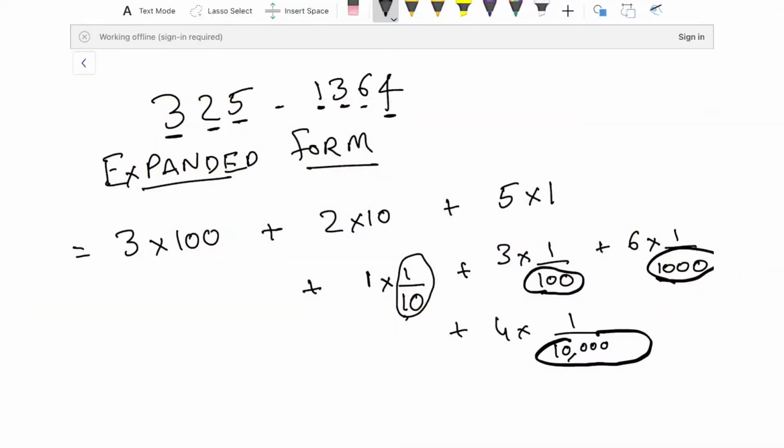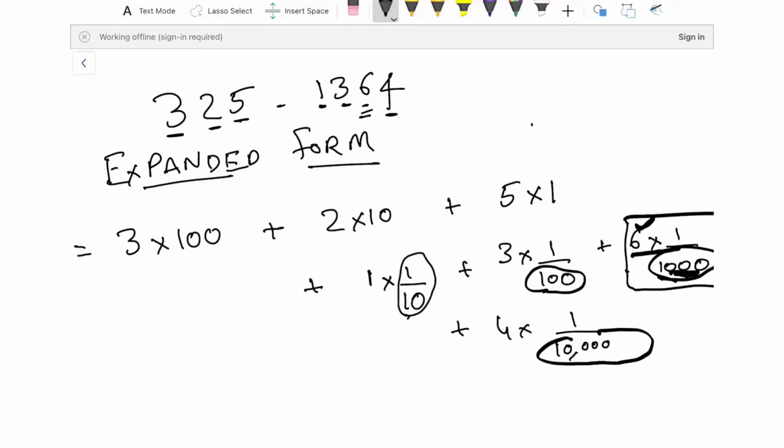So if you have to look at this, here it is 6 into 1 by 1000, which is 6 by 1000. Have a look at the number of zeros in the denominator. How many are there? 3, right? Because it is 1000, you have 3. So that means since we have 3 zeros in the denominator, 6 will be 3 places after the decimal point. You can see 1, 2, 3. That's right. 6 is placed there.